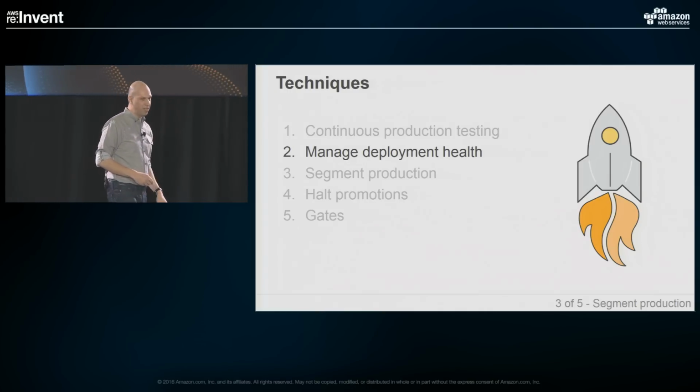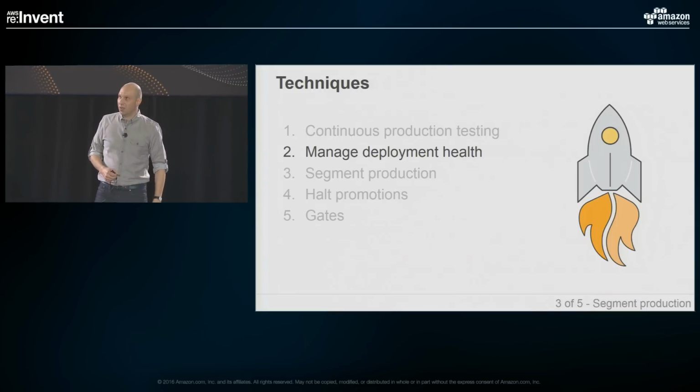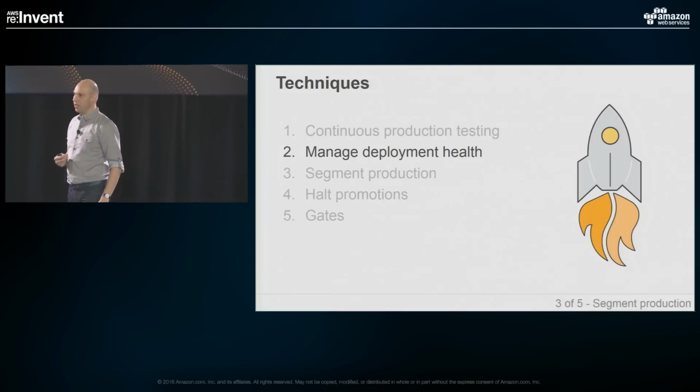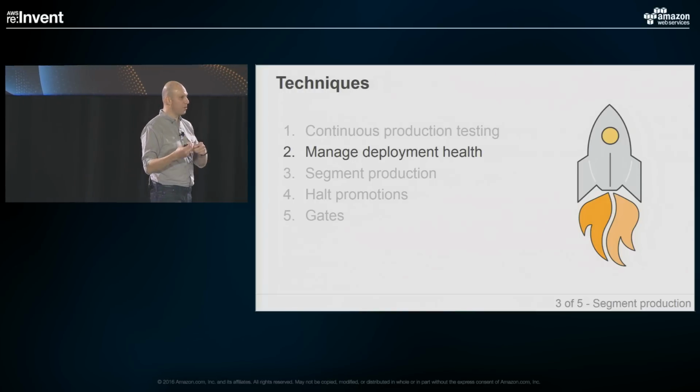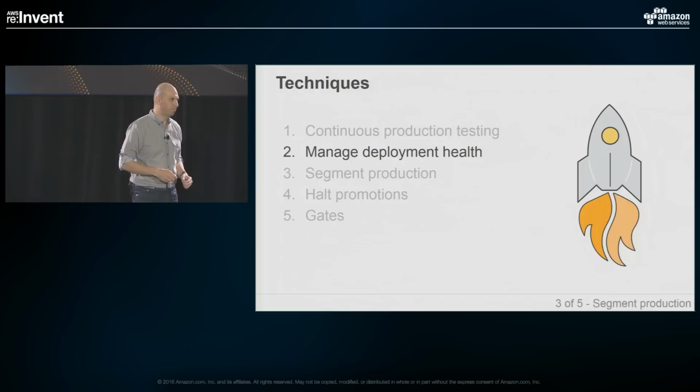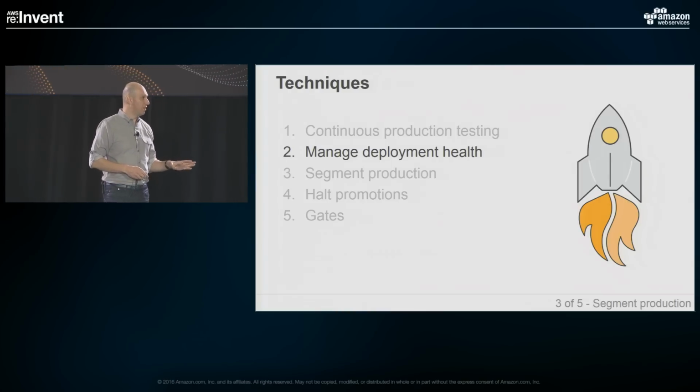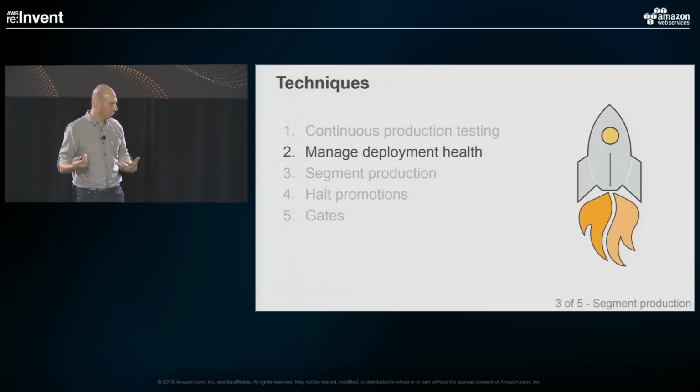So let's talk about segmenting production. So I remember a team that, as part of their regular release process, ended up breaking the add items to a cart functionality on their site. Now, they'd already implemented synthetic traffic tests, so they identified this problem very quickly and were able to revert to a healthier deployment.